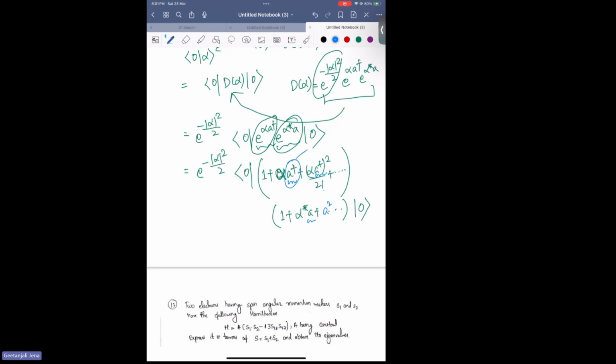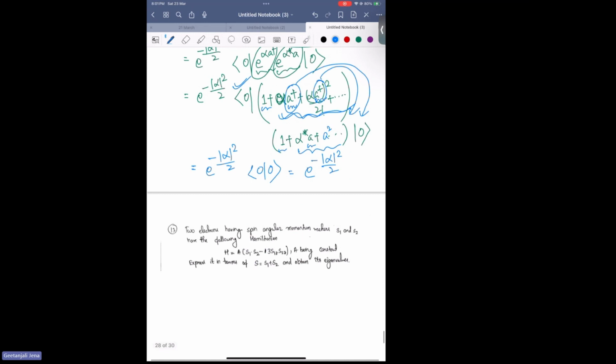But when a dagger acts on 0, it will change the state to 1. Now if you take the inner product of 1 with 0, it will be 0. Similarly, if a dagger square acts on 0, it will give 2, and the inner product of 0 with 2 will be 0. That means these terms will give 0 value. Similarly, this term will also give 0 value because they change the state of the system. So what will remain is 1. So that means this is nothing but e to power minus alpha square by 2 times 0 0.